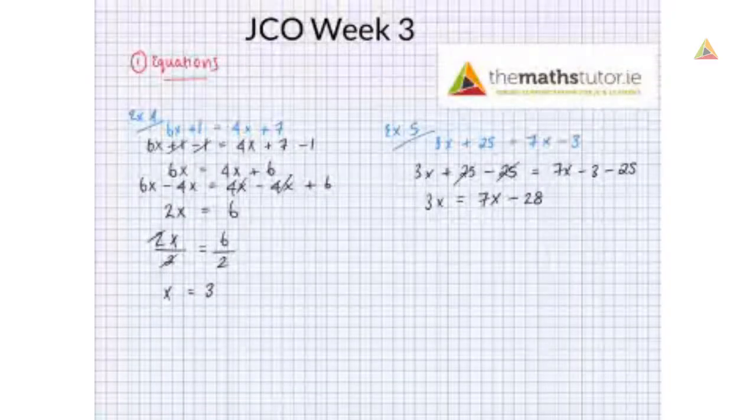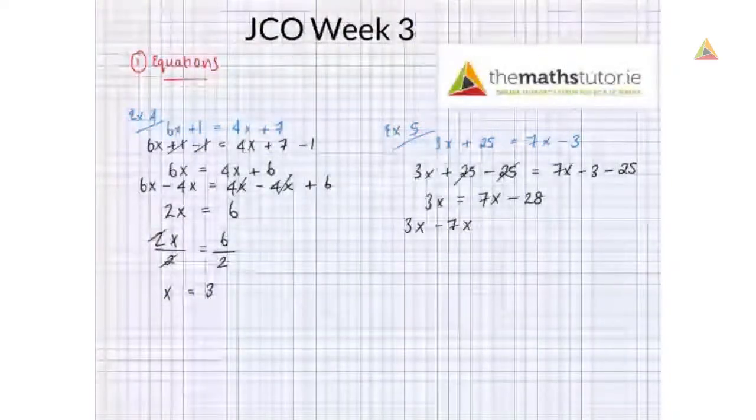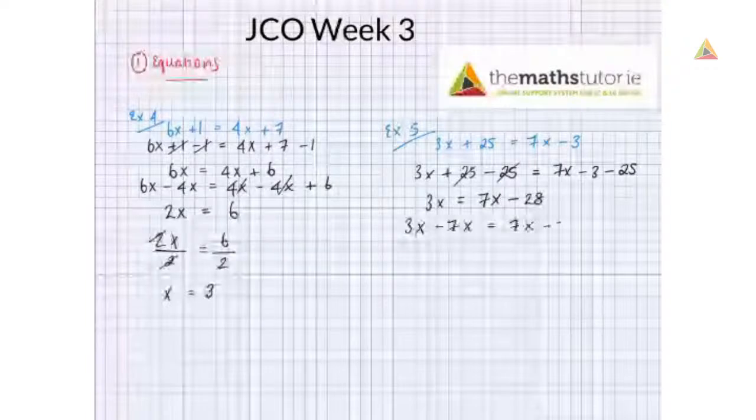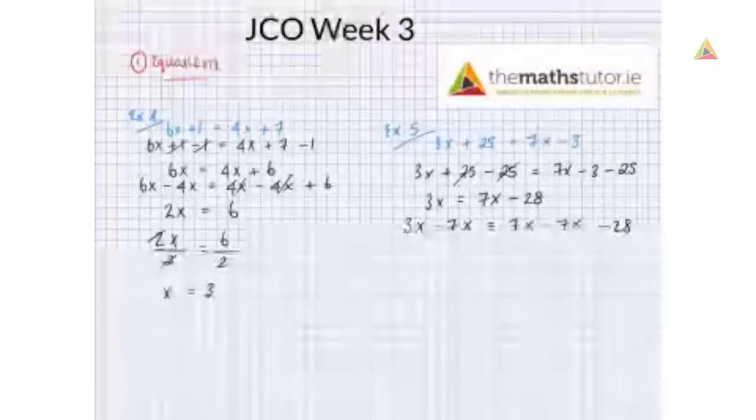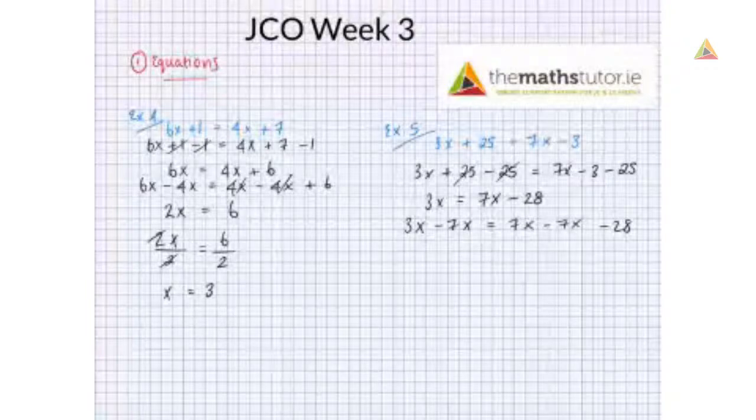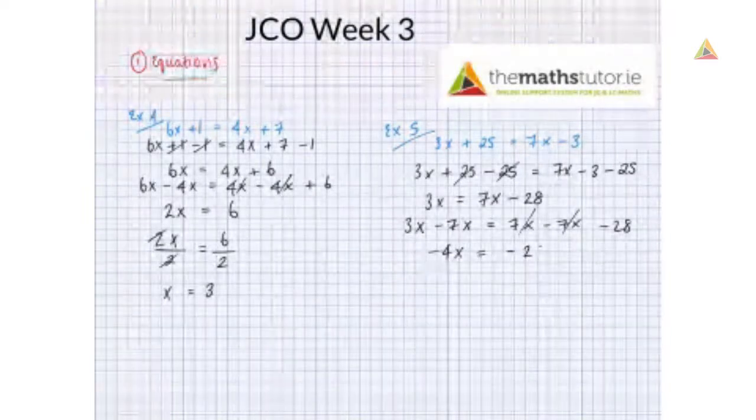Okay, so the idea then, we need to get rid of the x on this side because we need to keep the numbers here. So how do I get rid of 7x? So I have plus 7x. I take away 7x to get 0. So if I take away 7x on this side, I'm going to take it away from this side. 3x, take away 7x, is equal to 7x minus 28. 3x minus 7x is going to give you minus 4x, and that's equal to 7x take away 7x is 0, and it's going to give you minus 28.